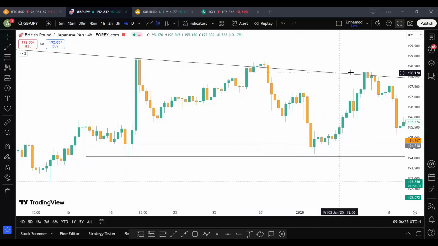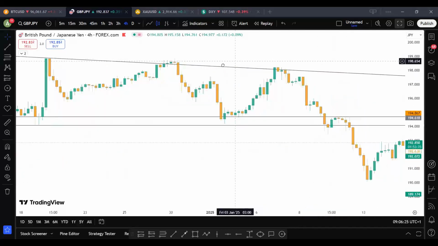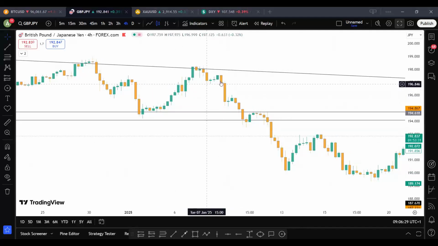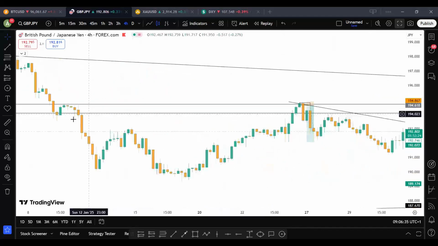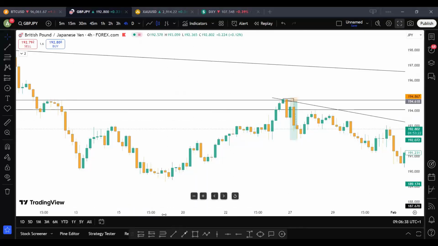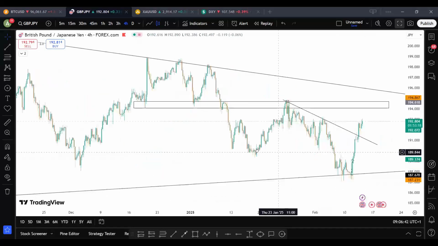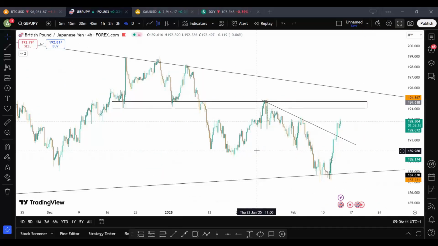So this is another order block that I just showed you, then this is another order block, then this is another order block, then that is it. An order block is the last bullish or bearish candlestick before an impulse move. That is simply what an order block is.